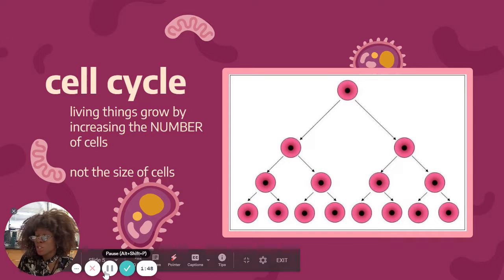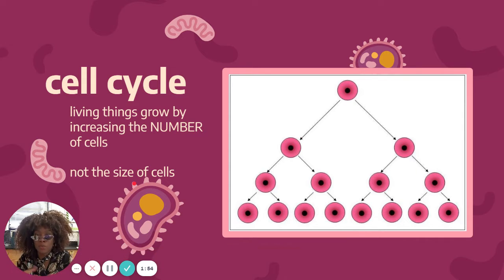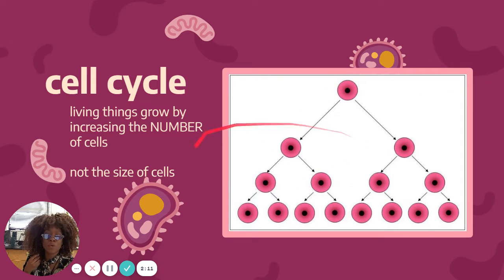So one misconception students usually have is that they assume that the way that you grow from a small baby into who you are today, so from a baby that is 5 days old to someone who is 15 years old, right, your body gets much bigger. And a lot of students think that just means the cells got bigger. No. Living things grow by increasing the number of cells. So they increase by doing mitosis.